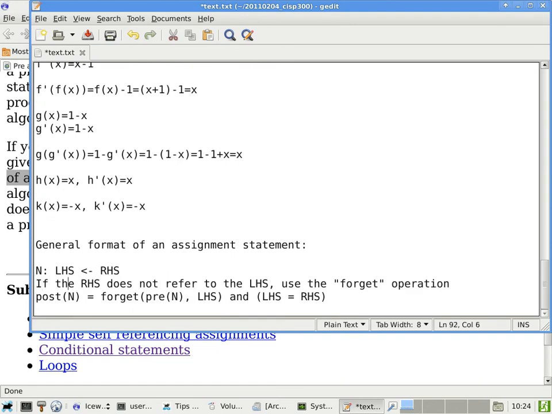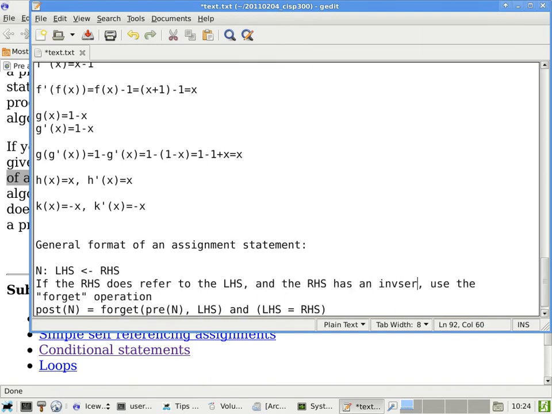Except in this case, we have to change some of this stuff here. So if the right-hand side does refer to the left-hand side, and the right-hand side has an inverse, then we don't use the forget rule. We use what we call the substitution operation. And the substitution operation looks like this.